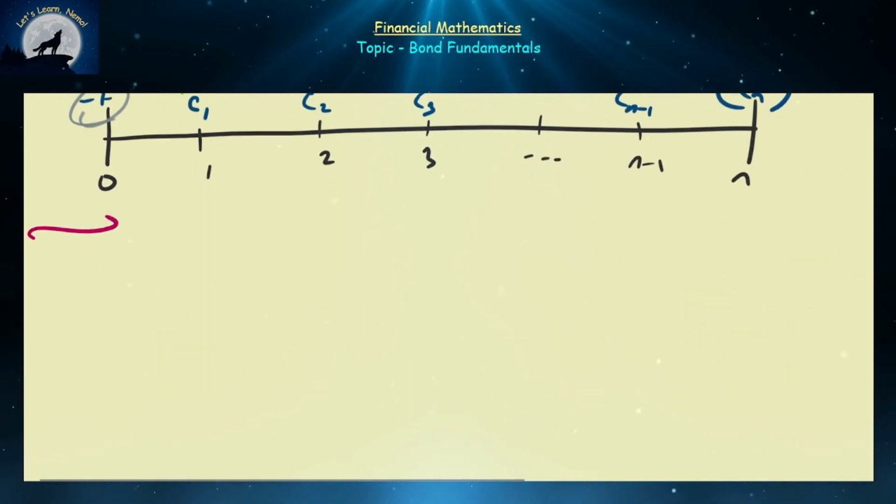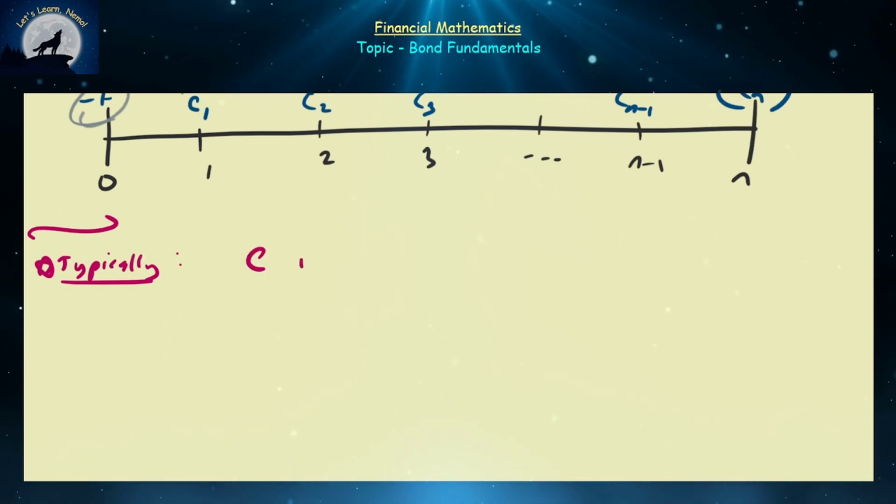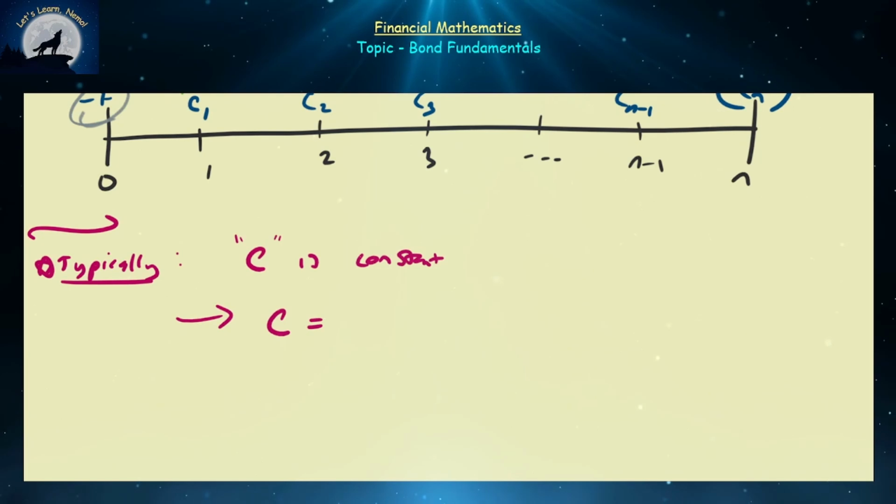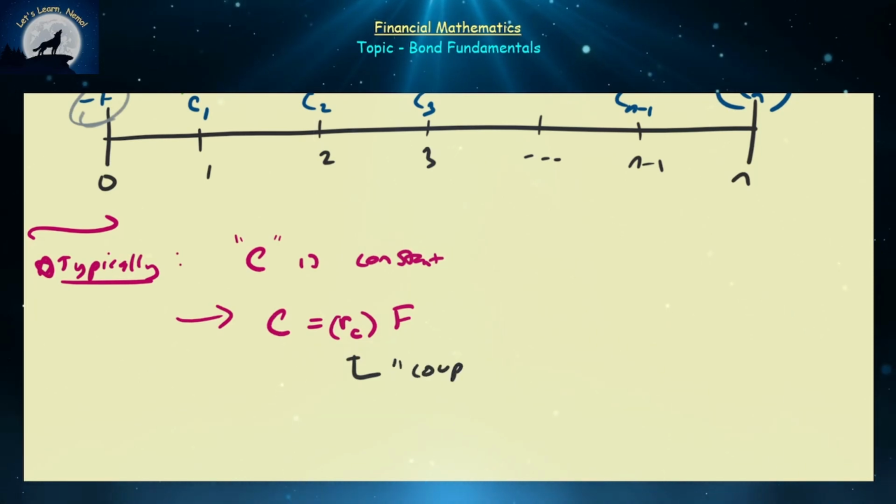So to determine the value of C, typically, but not always, there are a couple of variations, C is constant. So we're going to be assuming that C is constant for the basic case, but technically speaking, it need not be. If C is constant, usually C is going to be equal to a proportional value of the face value. Some people will refer to this r as the coupon rate.